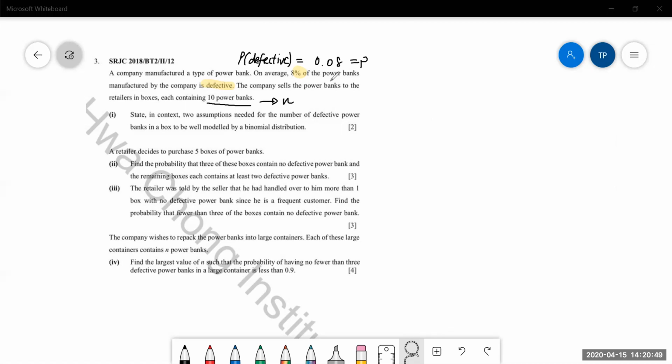The retailer decides to buy 5 boxes of power banks. 5 boxes, how many power banks? There are 50, right? But there are 10 in each box. Find the probability that 3 of these boxes contain no defective power bank, and the remaining boxes each contain at least 2 defective power banks.